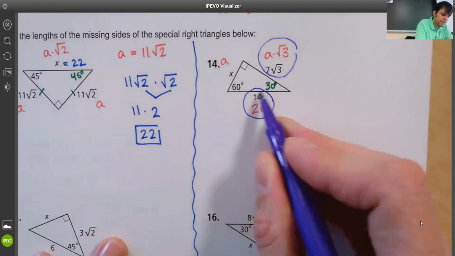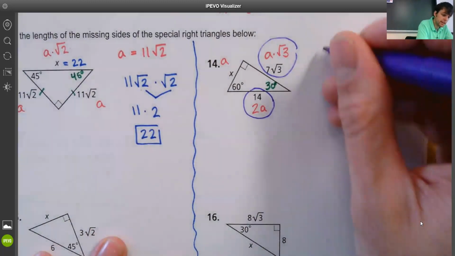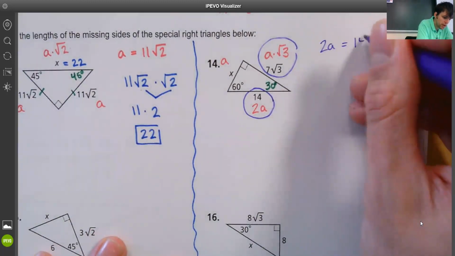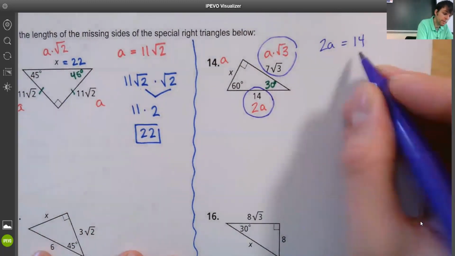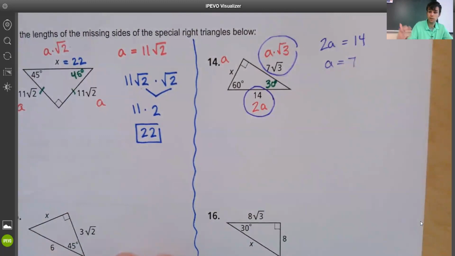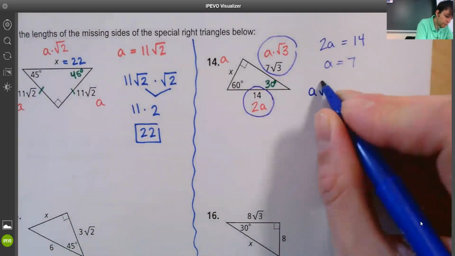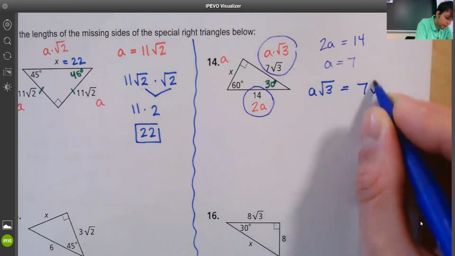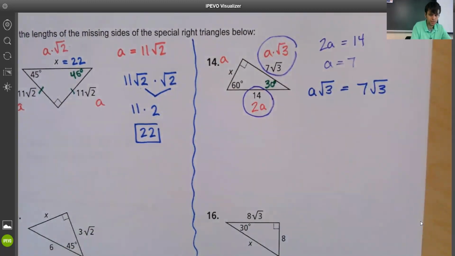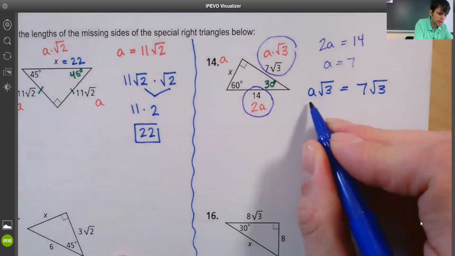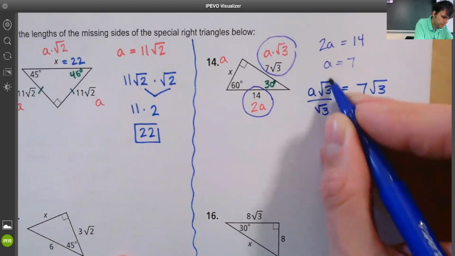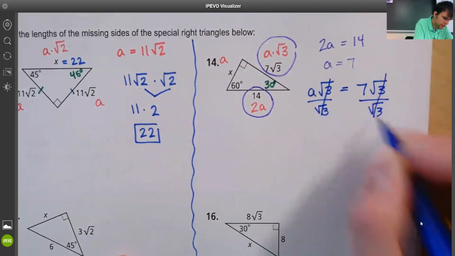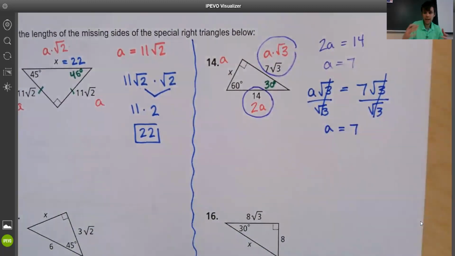Since I know that this is my 2A side and it is equal to 14, I can use that to set up a little equation and solve for the value of A. Divide by 2, and I figure out that A for this triangle is 7. Easy enough, right? I could similarly do the same thing with this other side. My A square root 3 side equals 7 square root 3. It looks like A is going to be 7 again, but let's show that. If we divide both sides by the square root of 3, those cancel out, and we find that A is 7. So the constant for this triangle is 7.